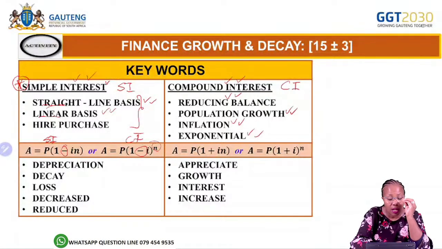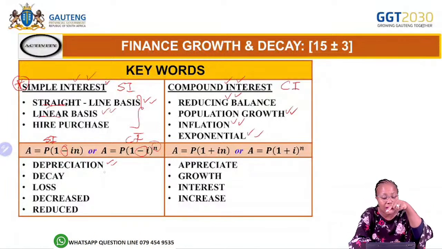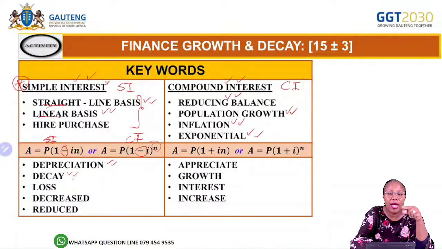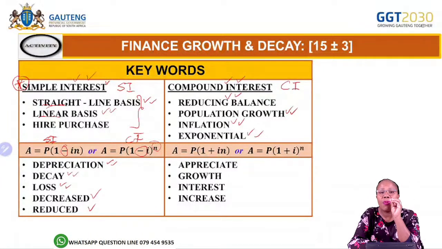So you look for depreciating. When you depreciate, the value goes down, then it's a minus formula. A decay, a certain loss of amount, a decrease, a reduce. The minute you see those keywords, you must know that the formula that you'll be using will be a minus one, either being simple or the compound one, grade 12.